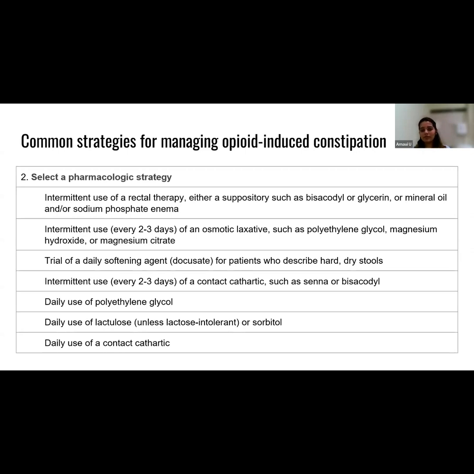Intermittent use every 2 to 3 days of a contact cathartic such as senna or bisacodyl, and daily use of either polyethylene glycol or lactulose unless lactose intolerant, or sorbitol, or the daily use of a contact cathartic.